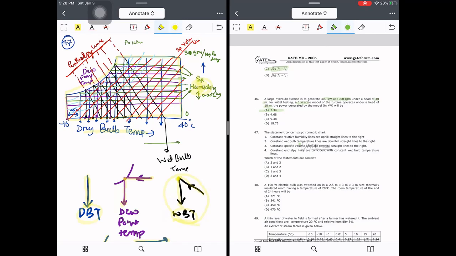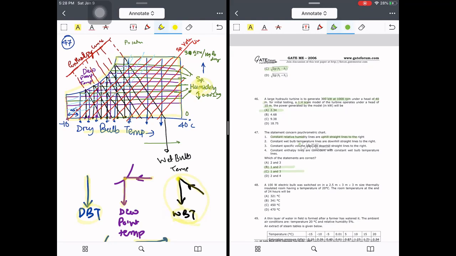Now let us move on to question number 47, I think. The constant relative humidity lines are uphill straight lines to the right. Constant wet bulb temperature lines are downhill straight to the right. Constant relative humidity lines are uphill straight lines? No, these are not uphill straight lines, so statement one is not correct. So I will eliminate the options which contain one. Constant wet bulb temperature lines are downhill straight to the right. Constant specific volume lines are downhill straight to the right. Yes, statement 3 is correct.